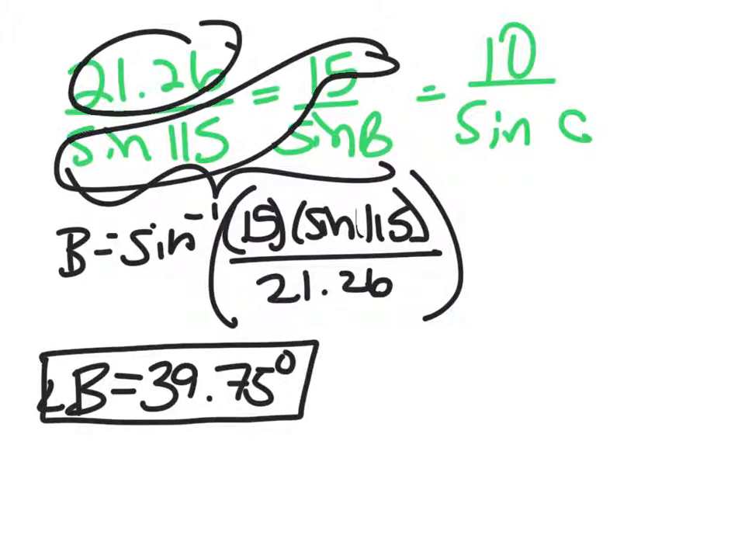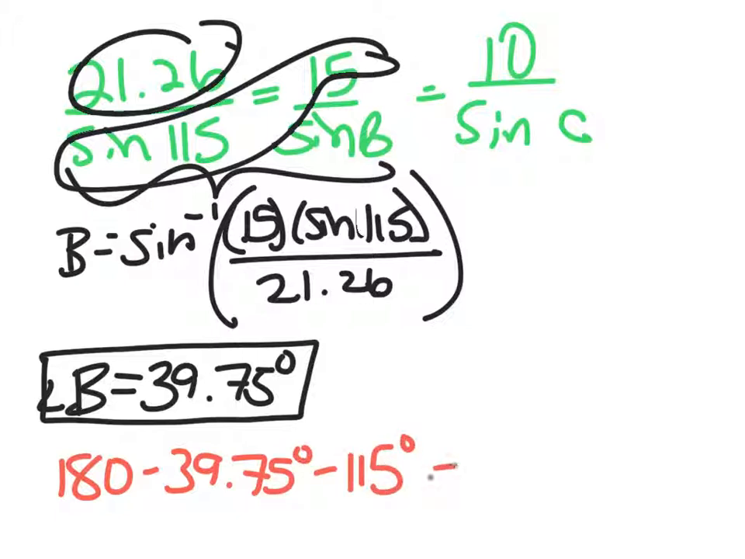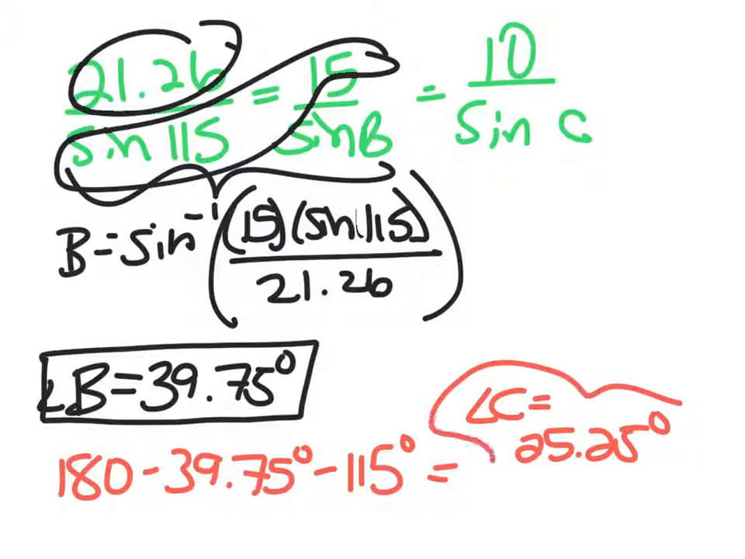which means 180 minus my 39.75 degrees minus the 115 at the beginning is going to give me that my angle C is 25.25 degrees for that one.